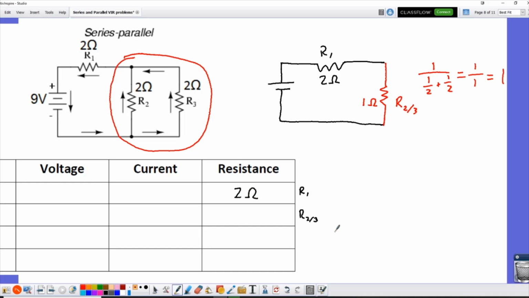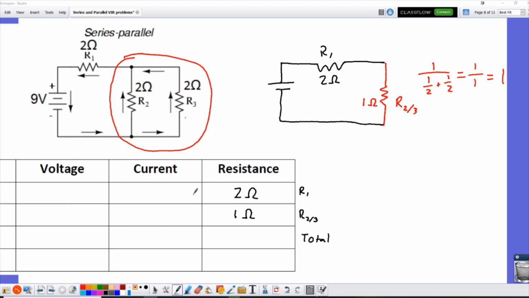So R1 was 2 ohms, and the equivalent resistance for R23 we determined to be 1 ohm. So in this case, we found the total resistance, okay? How do I know we found the total resistance? Because we've condensed this until we only had a series.